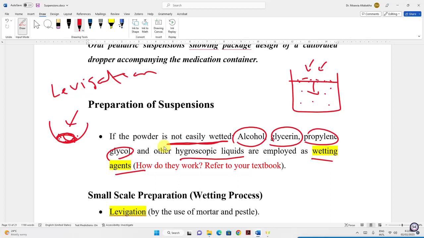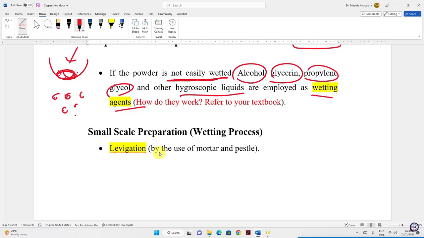Now what do they do? In the particles there are crevices, there are maybe openings on the surface of the particles, and these crevices or places on the surface of the particles may be filled with air or oil too, and these are preventing it from getting wet. So by adding glycerine, for example, and using the mortar and pestle to triturate, you will be able to replace the air around the particles with glycerine, which is hygroscopic. So once you add water after that, the water will be able to wet the particles. Okay, this is how it's done. This is one way on a small scale by levigation.